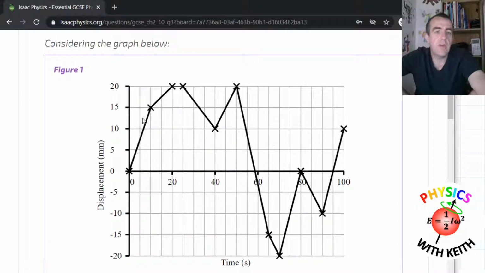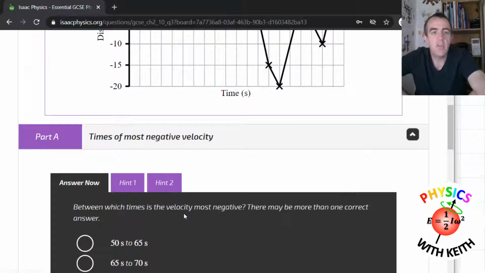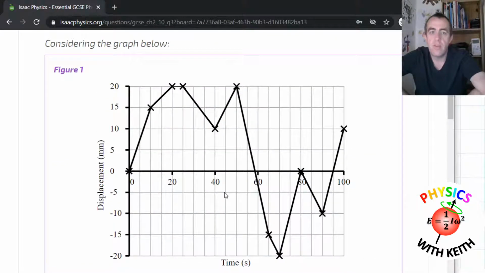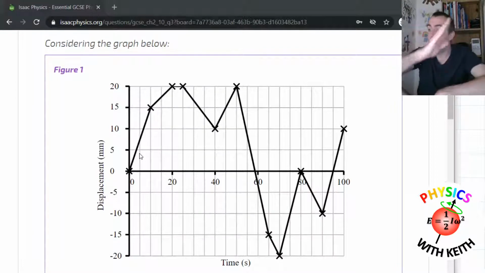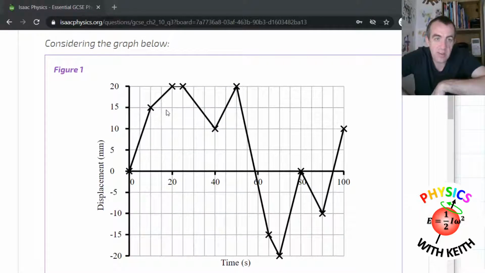So this graph of displacement versus time has a lot of steps on it, and it asks between which times is the velocity most negative. Now the velocity is represented by the gradient of a displacement-time graph. If you look at this gradient, which is what we call the slope, it is positive here because it's sloping upwards, and then it's positive in this leg of the journey here, and then the gradient is 0, then the gradient is negative in the fourth leg of the journey here.